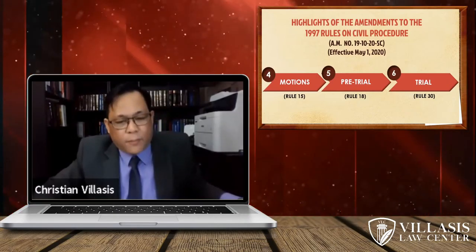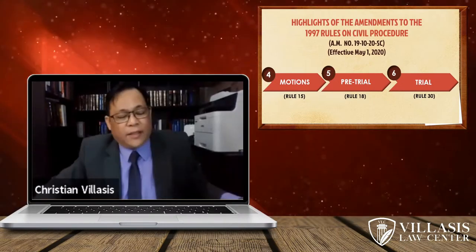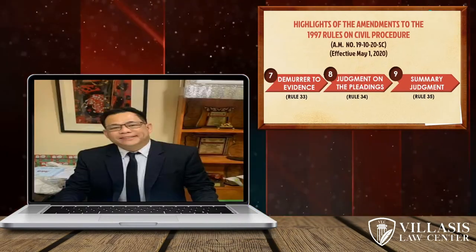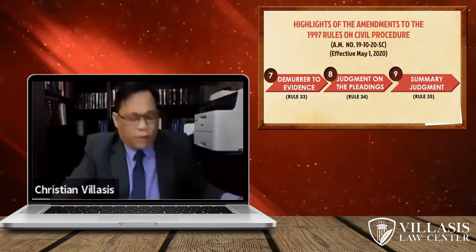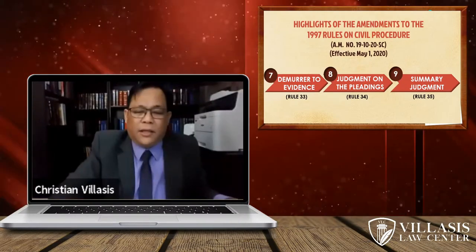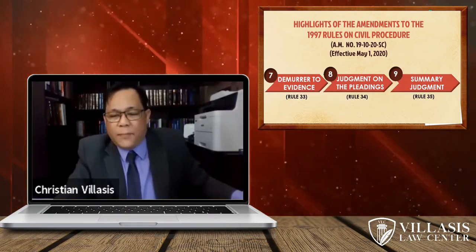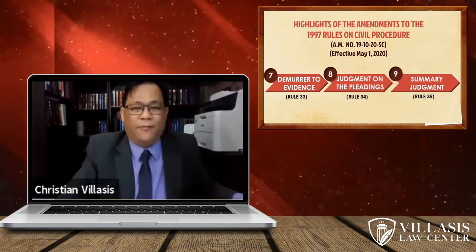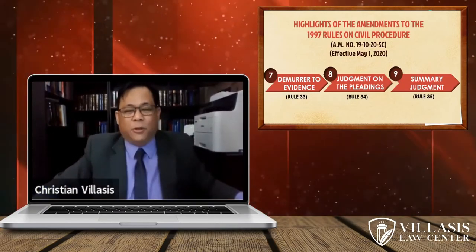And of course, Rule 30, trial, my friends. Finally, there are amendments also that should be discussed under Rule 33, demurrer to evidence, and of course, judgment on the pleadings under Rule 34, and summary judgment, Rule 35. So let us enjoy our journey towards the rules on civil procedure.